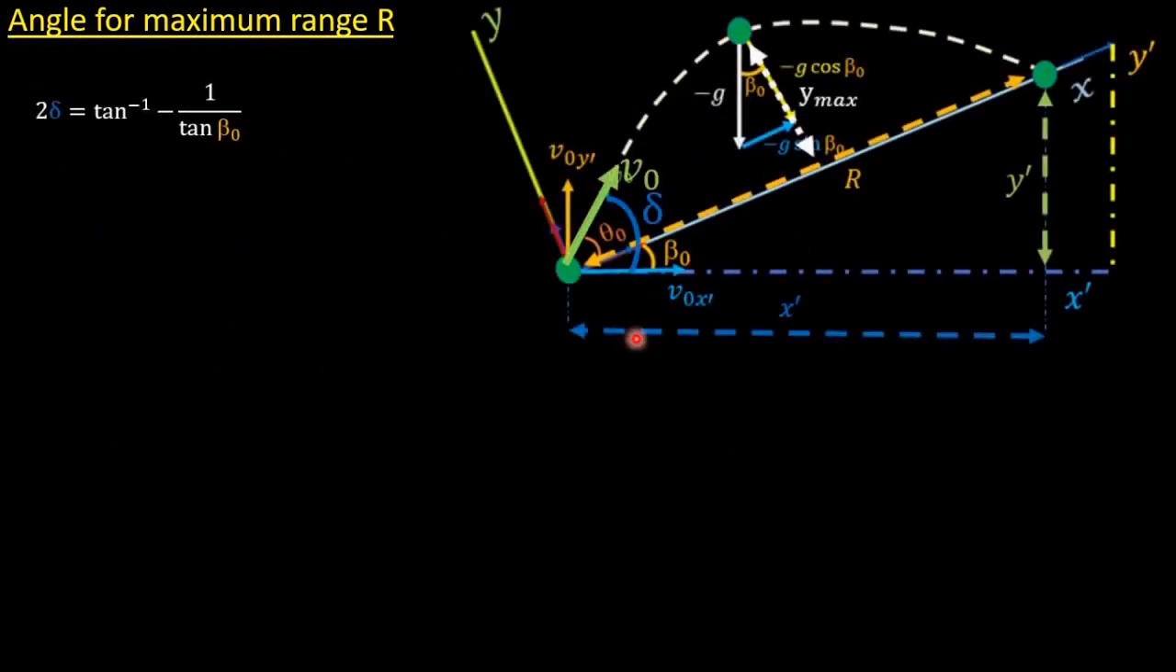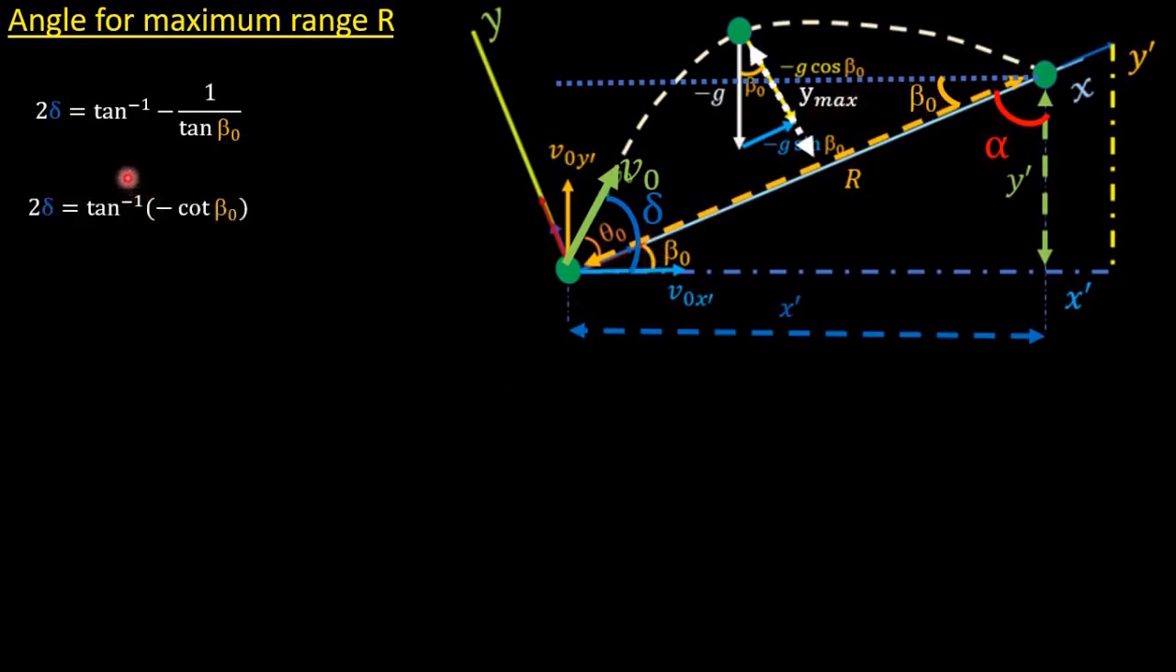Okay, so bring our diagram back there. I'm just going to label some angles on this diagram. I'm going to say the angle between R and Y prime is alpha, and the angle between this horizontal line and R is beta. So beta is equal to this angle here.